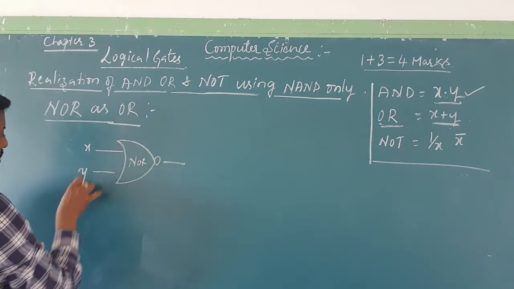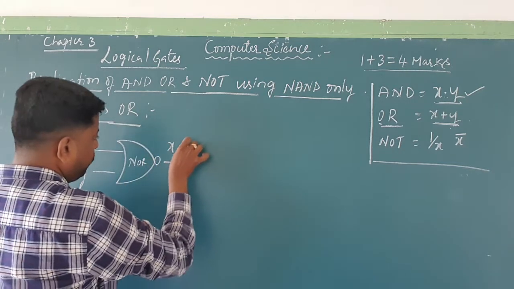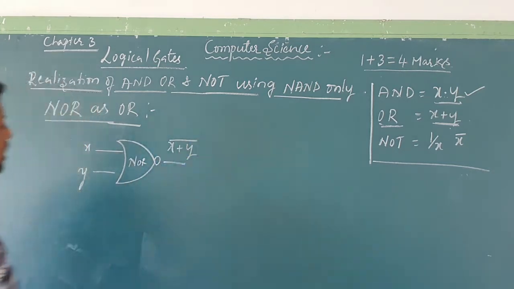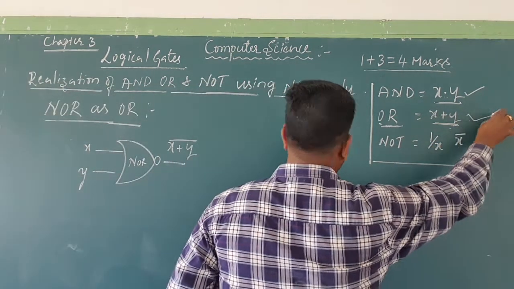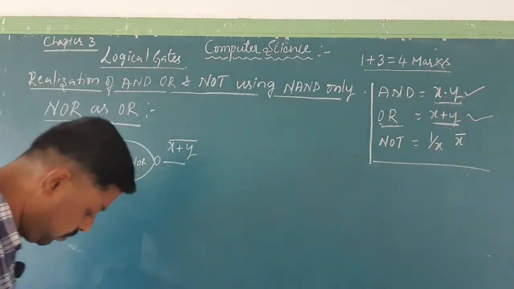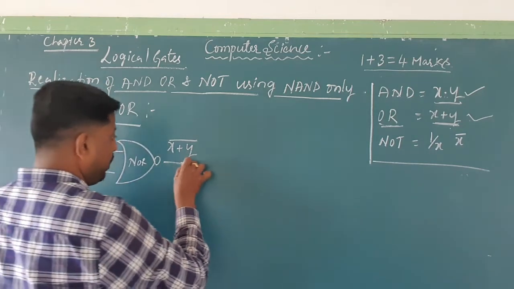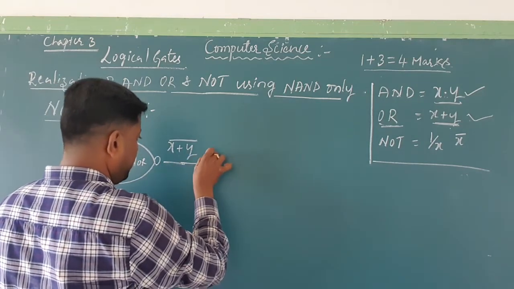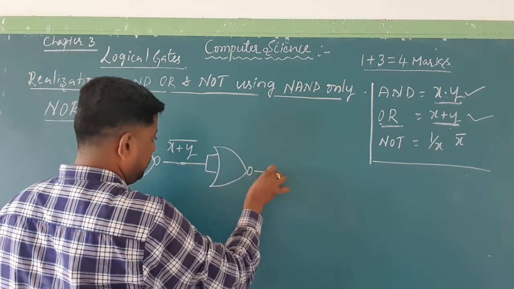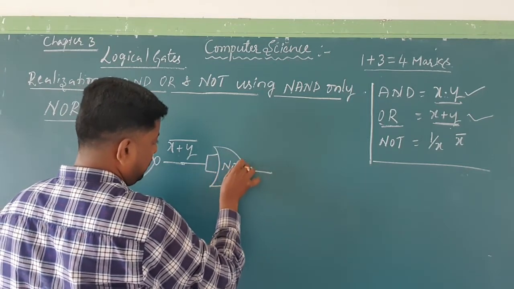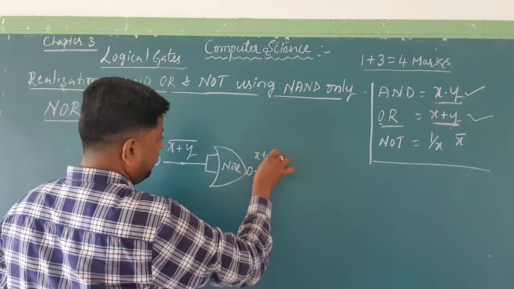X and y are the two inputs. X plus y whole bar will be the result. But now I want x plus y only, but the result is x plus y whole bar. So I complement it once again, considering one more NOR gate, that is x plus y.